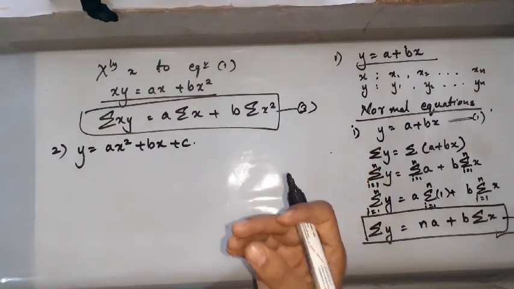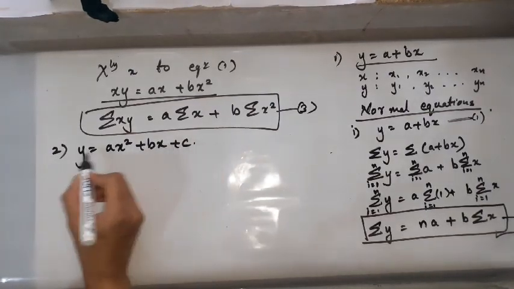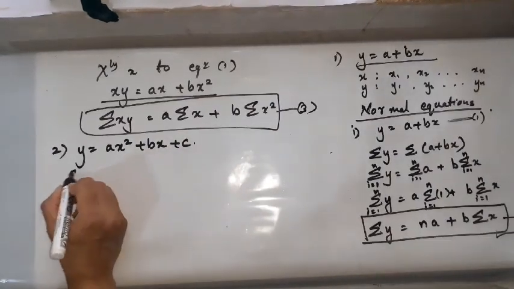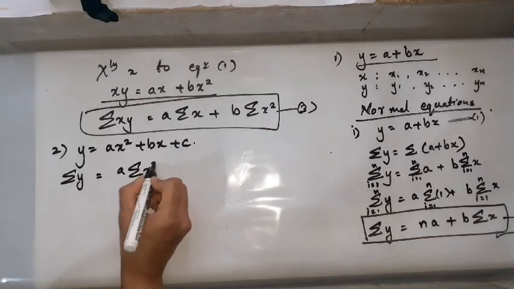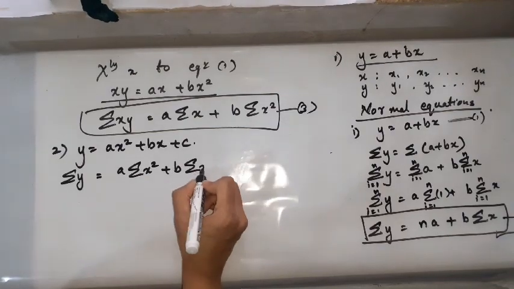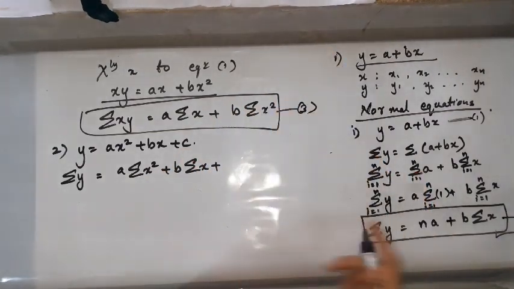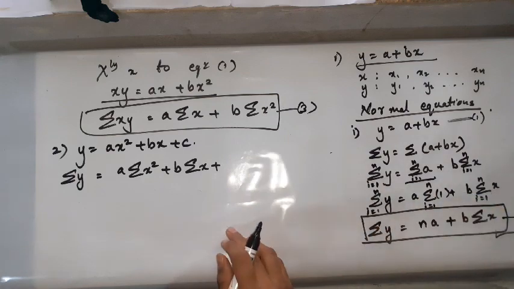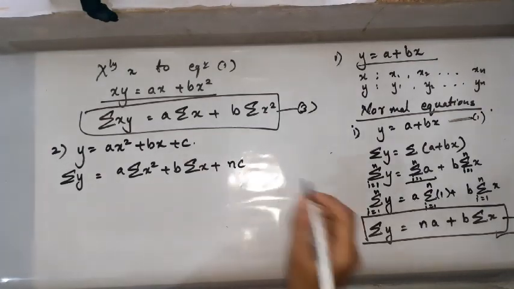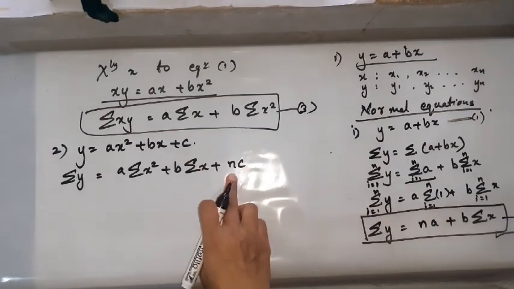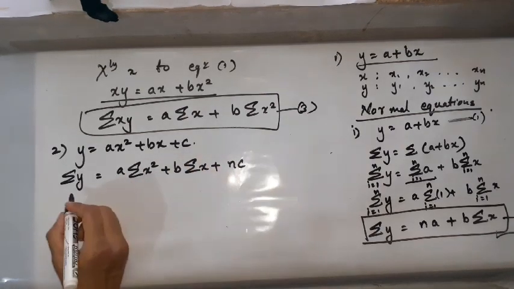So first, we take summation throughout the given equation. Summation y is equal to a into summation x square plus b into summation x, plus summation c, i going from 1 to n. Like how we had got a constant before, the same way we have it here. So it becomes n into c. Like how we had written n into a, here we can write n into c, because that is also a constant.